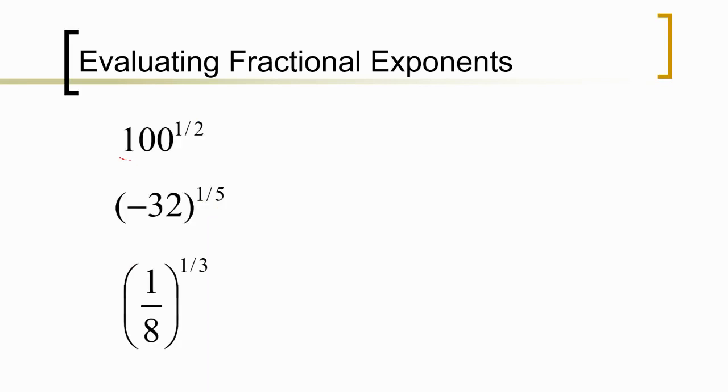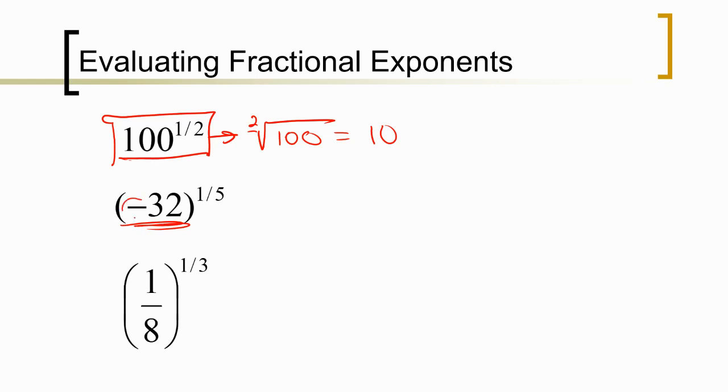So continuing, anytime you have a 1/2, it's just a square root. You can put the 2 here if you choose. You don't need to. If there's no number there, there's an invisible 2. It's imagined. And so there's just the square root of 100, which is 10.